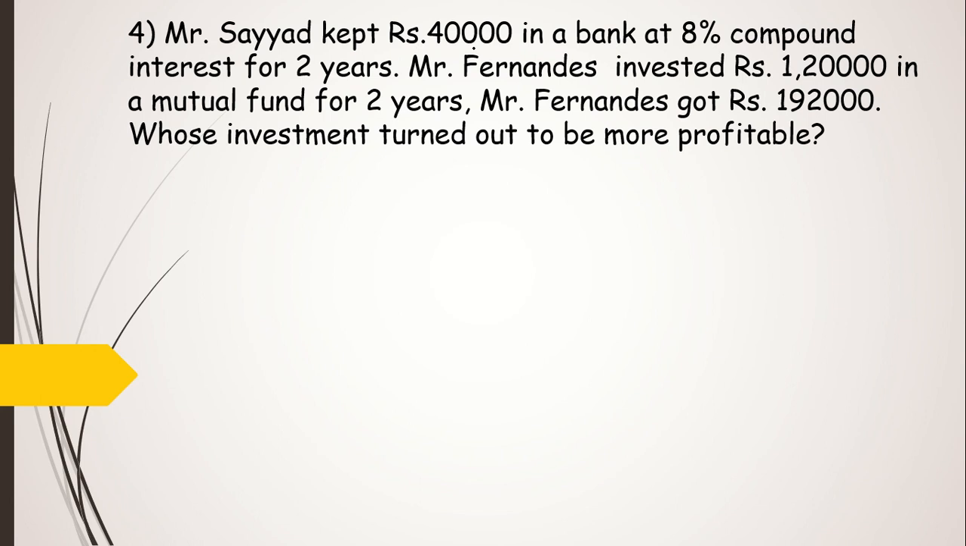Mr. Syed kept rupees 40,000 in a bank at 8% compound interest for 2 years, and Mr. Fernandez invested rupees 1,20,000 in a mutual fund for 2 years. Mr. Fernandez got rupees 1,92,000. Whose investment turned out to be more profitable? Now here there are two people, Mr. Syed and Mr. Fernandez.